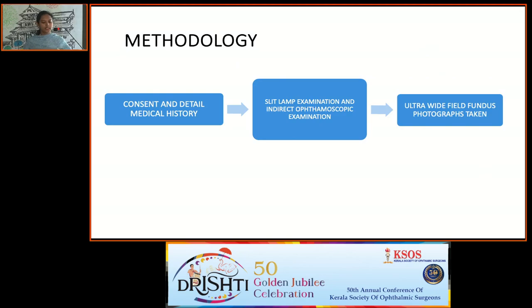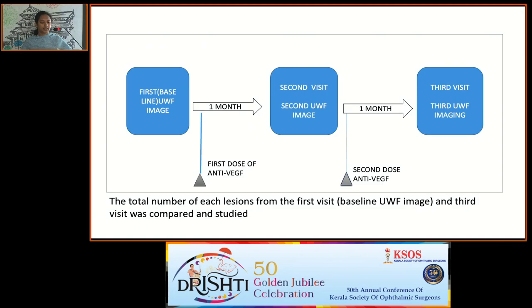Methodology: consent is taken from the patient, and after a detailed medical history, slit lamp examination and indirect ophthalmoscopy examination are done. Sequential ultra wide field fundus photographs are taken. The first photograph is taken in the treatment naive patient, the second photograph is taken 1 month after the first dose, and the third photograph is taken 1 month after the second dose. A total of 3 photographs are taken for a single patient.